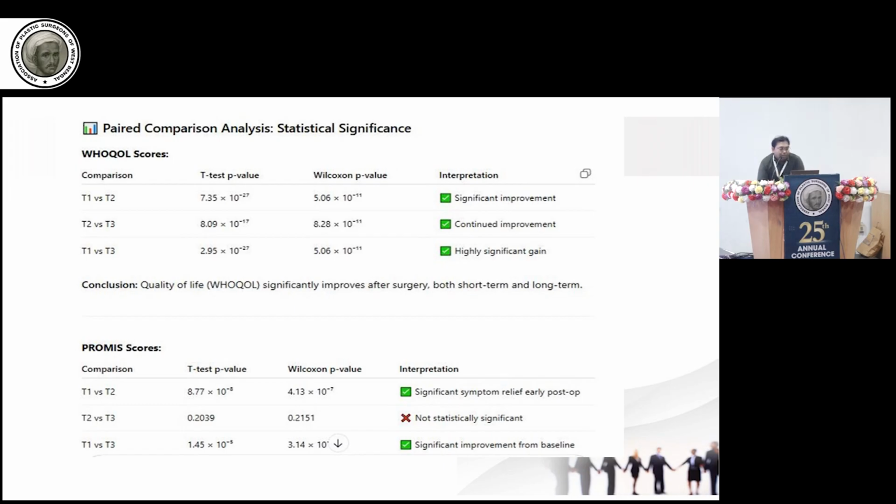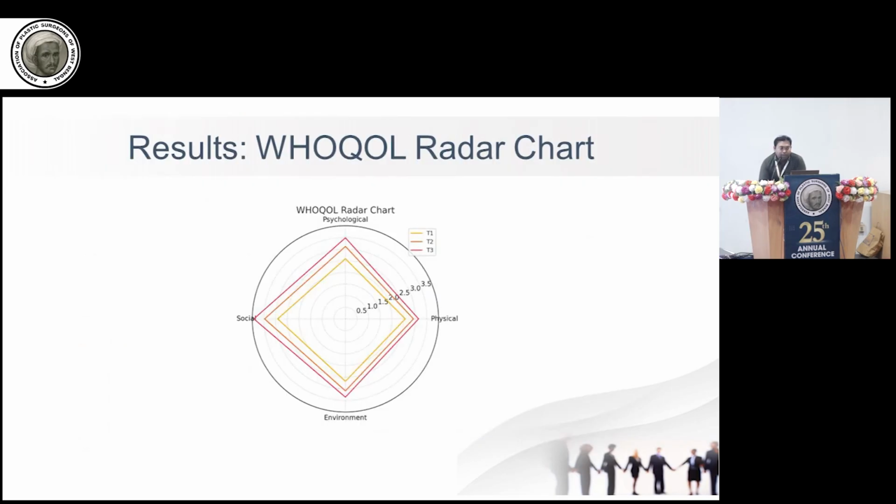So, coming to the results that we got, we see that the WHOQOL has 4 domains: physical, psychological, social, and environmental, and in all the 4 domains, we can see that there has been improvement in patients' outcome. Similarly, in PROMs, there are 8 domains: physical function, anxiety, depression, fatigue, sleep disturbance, social role, pain interference, and pain intensity. All of these have improved post-surgery.